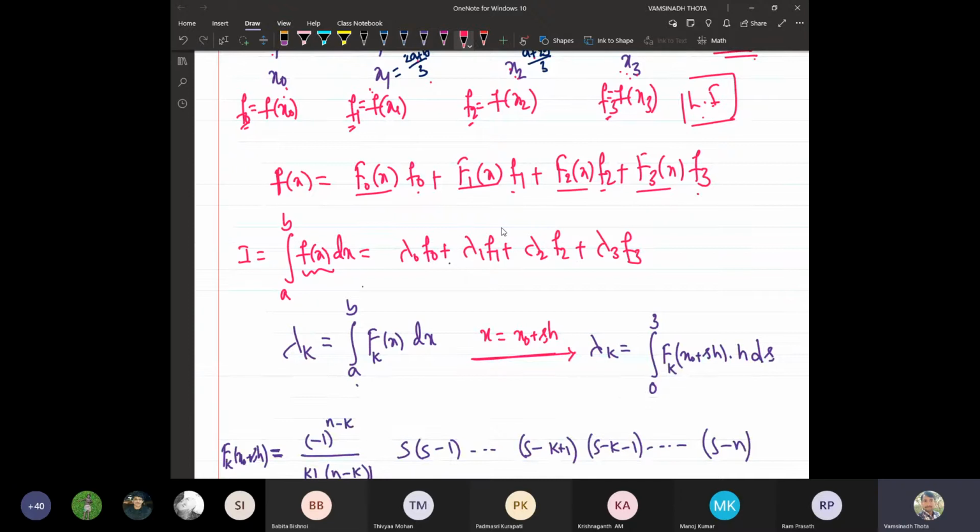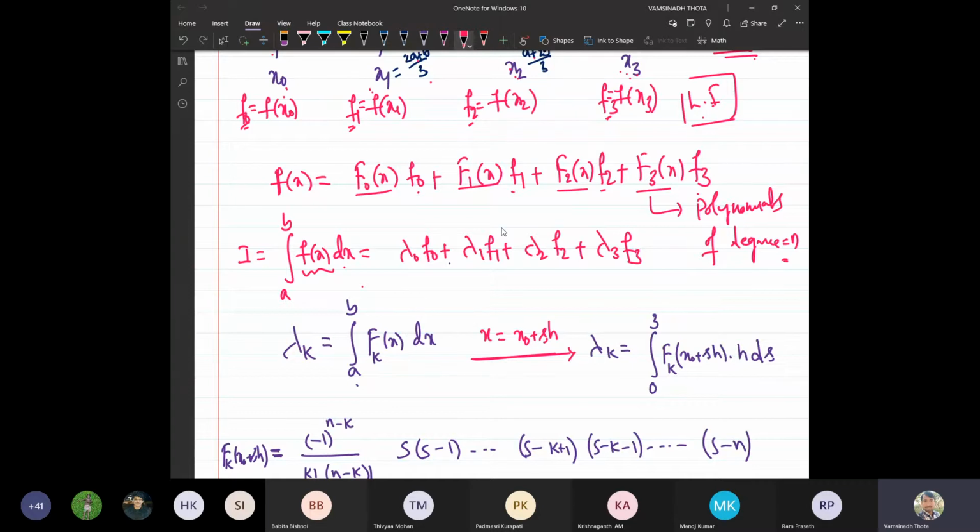So obviously, when you evaluate the integral from a to b of f(x) dx, so integral, split it. So finally, what about this f0, f1, f2, and f3? Each of them is a polynomial of degree exactly equal to n. Means in this case exactly equal to 3. Okay, here n is equal to 3, right?